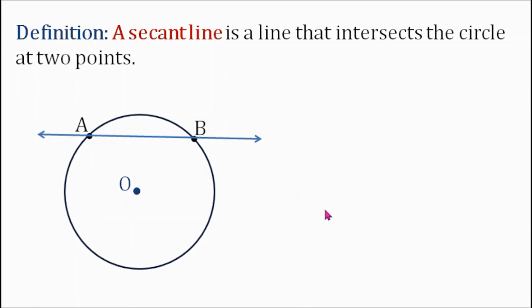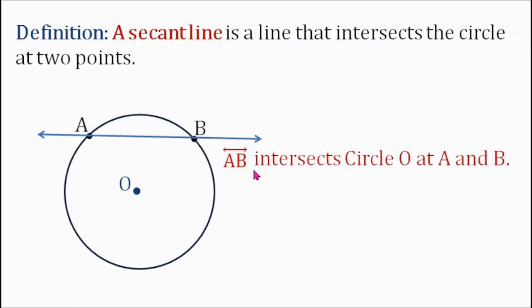Now let's define a secant line. A secant line is a line that intersects the circle at 2 points. So in our illustration, line AB intersects circle O at points A and B. So line AB is a secant line.